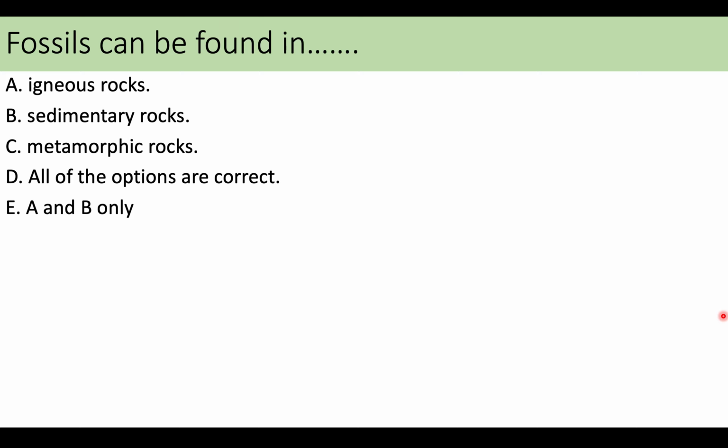So, quick quiz. Fossils. Which type of rock can fossils be found in? Igneous rock, sedimentary rock, metamorphic rock, combination of them, all of them, none of them. Think for a second.